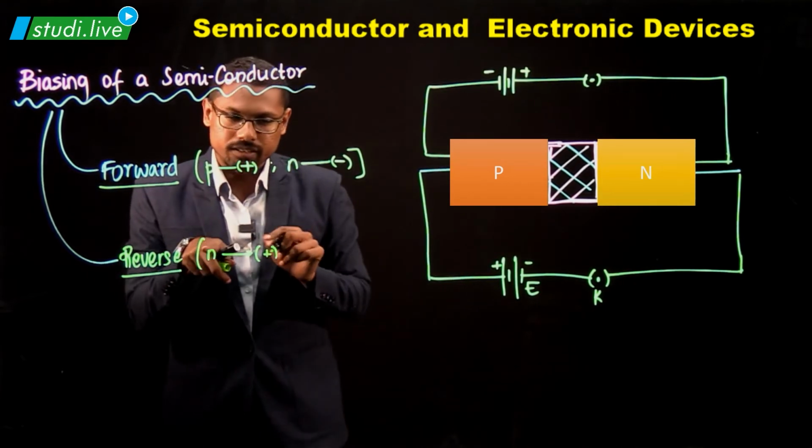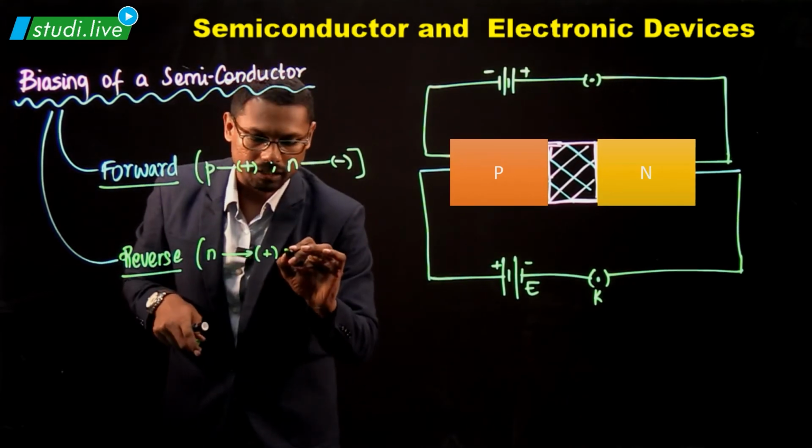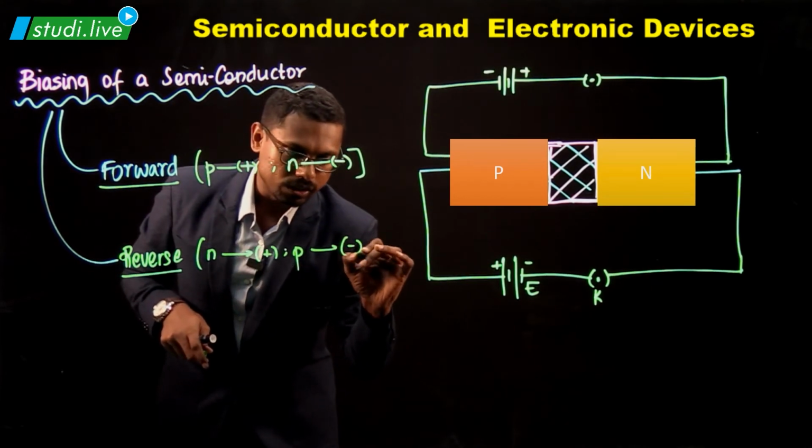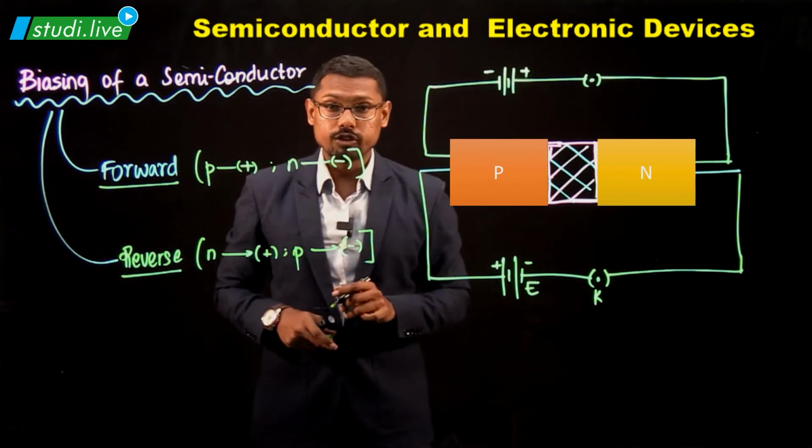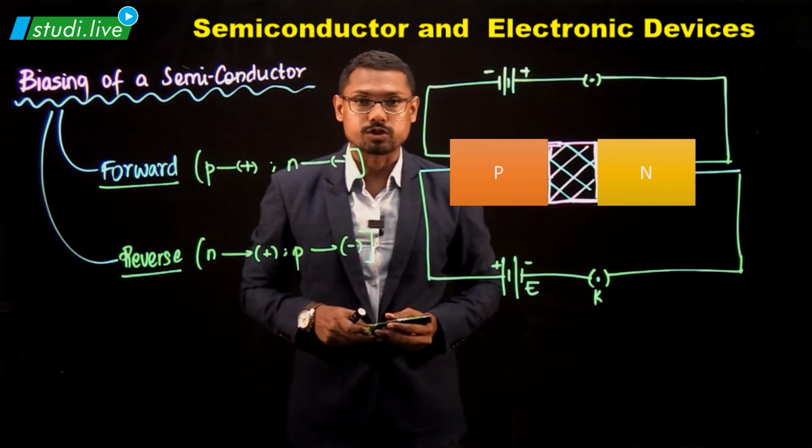Reverse biasing, where the N is connected to the positive terminal of the battery, the P is connected to the negative terminal of the battery. This sort of biasing is called forward biasing, and this one's reverse biasing.